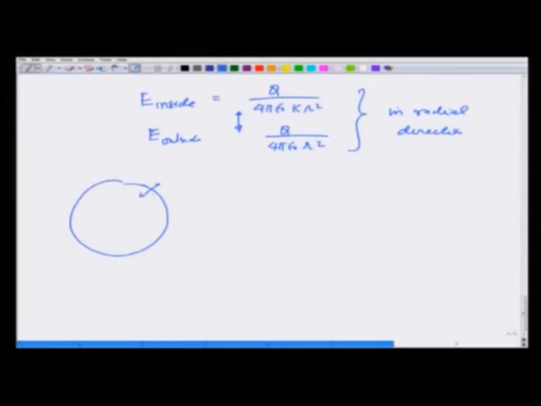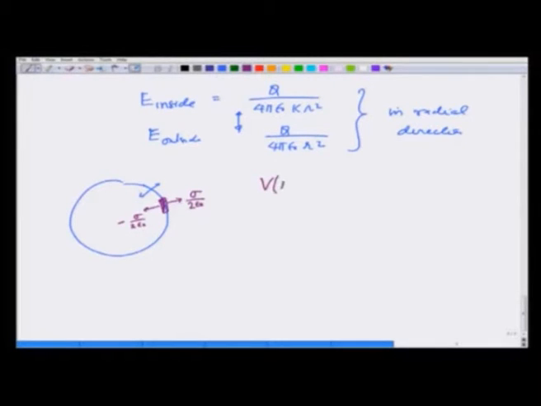Notice there is a sudden change in the electric field magnitude as you cross the surface, and that is because there is a surface charge. Whenever there is a surface charge sigma out here, by Gauss's law it gives sigma over 2 epsilon 0 outside and minus sigma over 2 epsilon 0 inside, and therefore, the field inside is going to be slightly less than the field outside, and this is the effect of polarization.